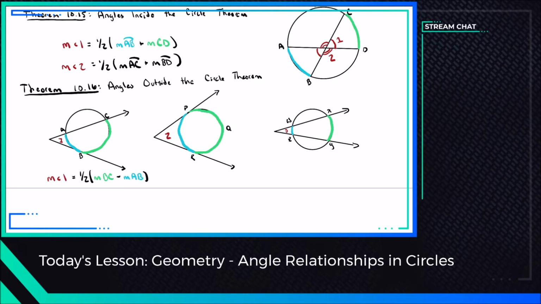So over here, we're going to have the measure of angle 2 is equal to 1/2 times the measurement of PQR minus the measurement of PR. And then finally, the measurement of angle 3 is going to equal 1/2 the big arc, XY, minus the smaller arc, WZ.